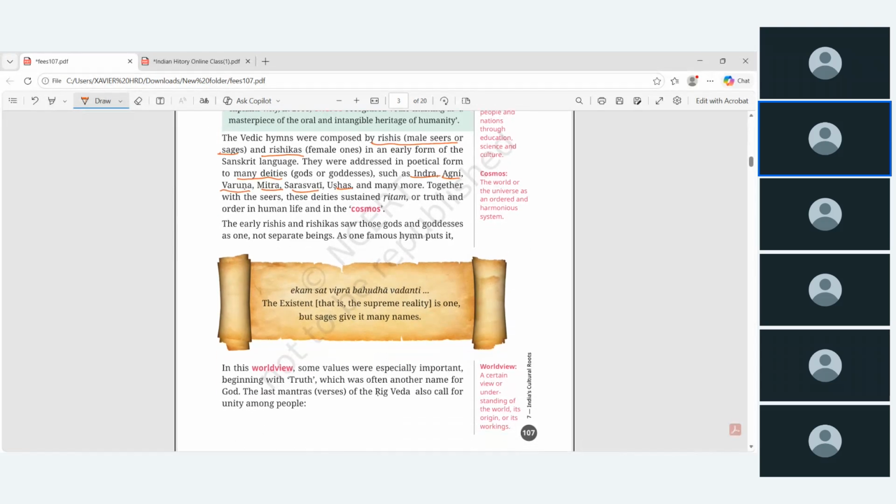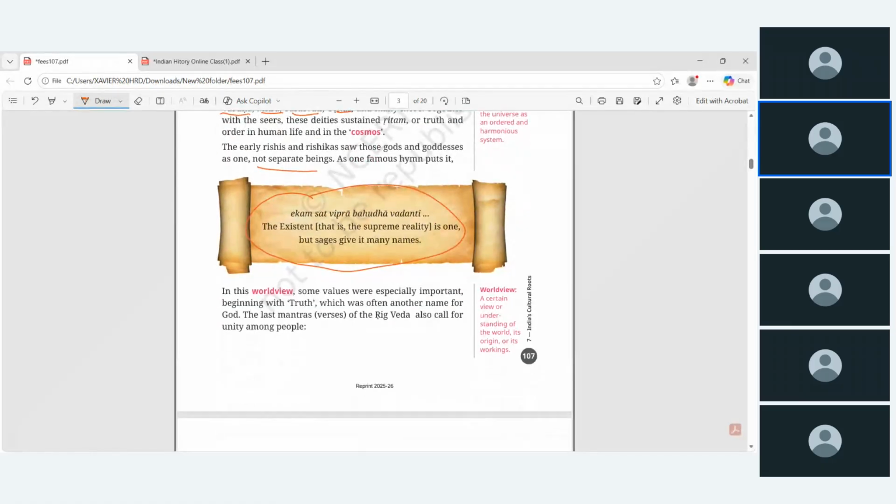Then the early rishis and rishikas saw that god and goddess are one, not separate beings. Other than this statement, we will talk about "Ekam Sat Vipra Bahudha Vadanti." That means the existence, the supreme reality, is one, but sages give it many names. Okay, this is what is being followed nowadays also.